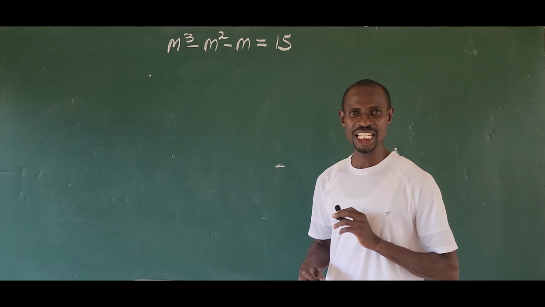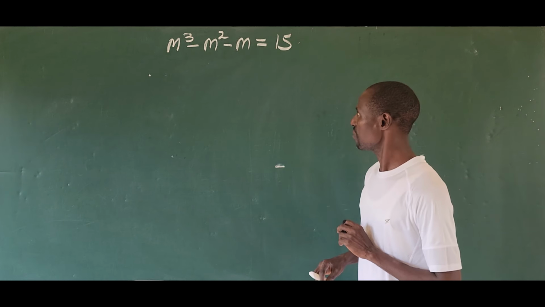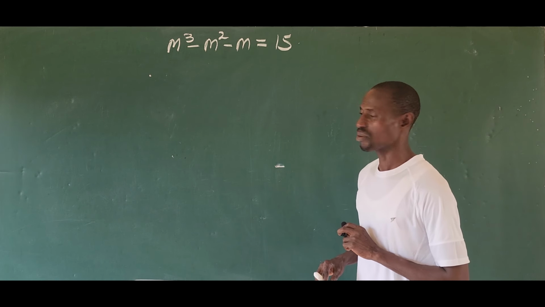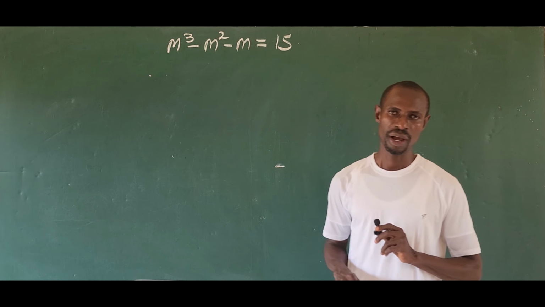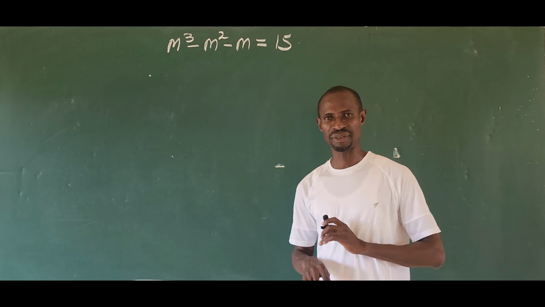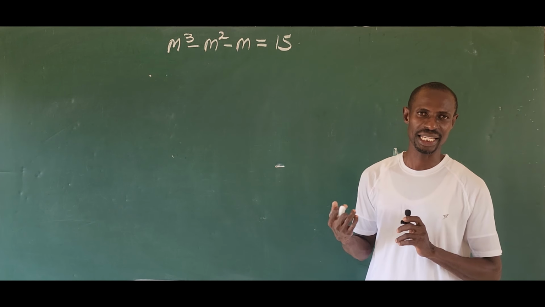We have this nice polynomial equation before us here. It's a third degree polynomial equation. The question is m to the power of 3 minus m to the power of 2 minus m equals 15. What is the value of m that will satisfy this challenge here?